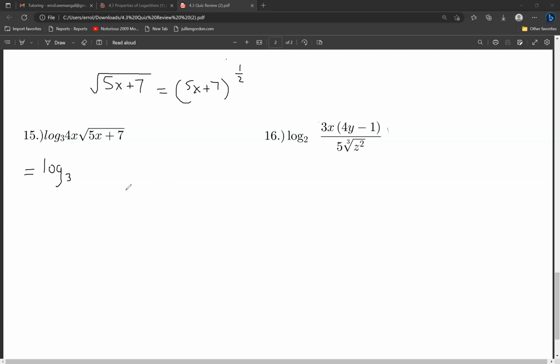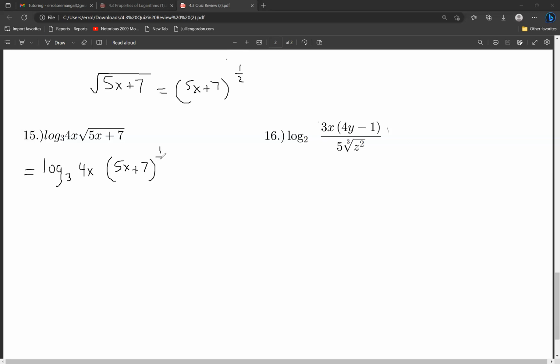What do you mean split into half? You couldn't solve it. It's not going to be a square root. Yeah, 5x plus 7 is not a perfect square. All right, so let's see what we can do here. Log 3, 4x, 5x plus 7 to the half.